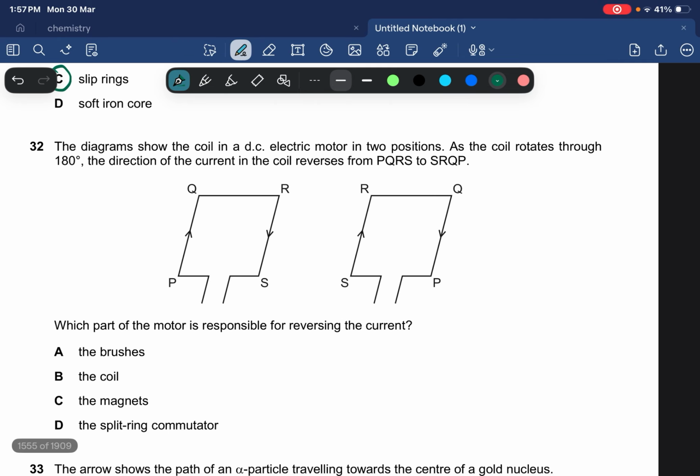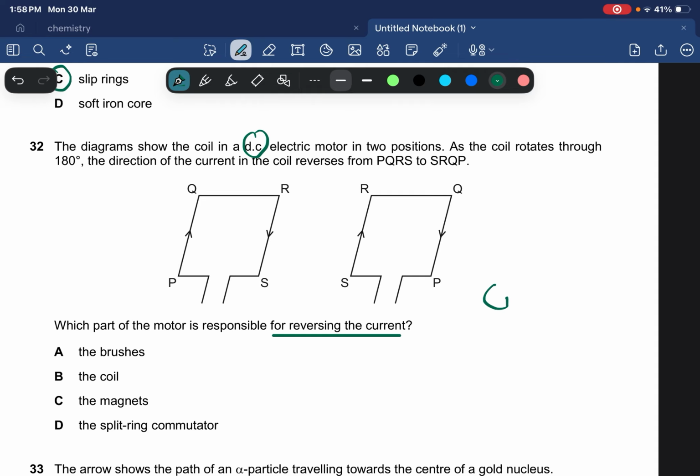Then the diagram shows the coil in a DC motor in 2 positions. As the coil rotates, so this is a DC motor, not an AC. As the coil rotates through 180 degrees, the direction of the current in the coil reverses from PQRS to SRQP. Yes, we know it's going to reverse. Which part of the motor is responsible for reversing the current? Again, the split ring commutator does it.